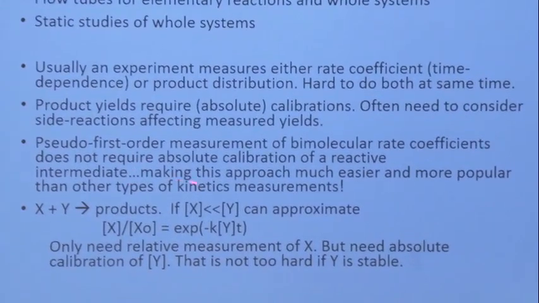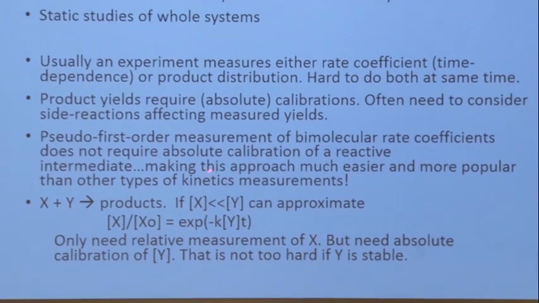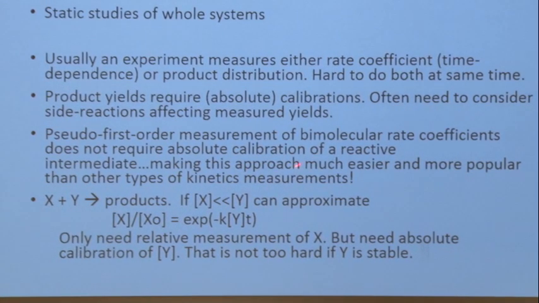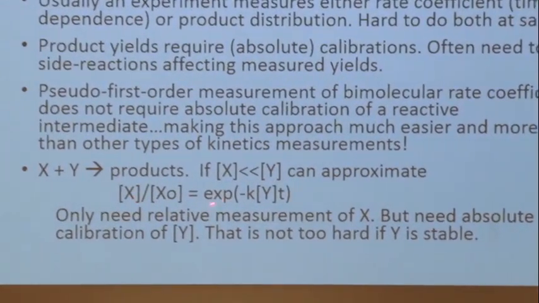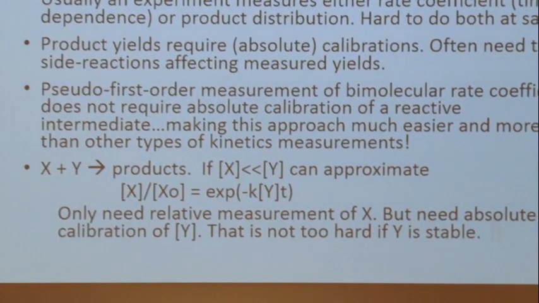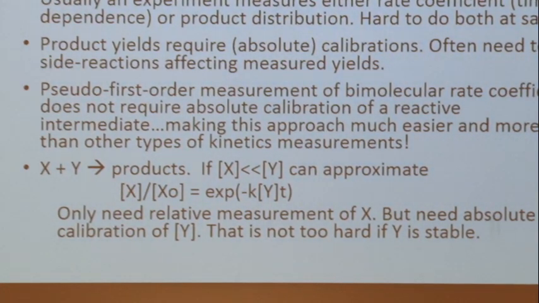The favorite method is what's called pseudo first order. This is the only method I know of that you don't need to know any absolute calibrations of the intermediate. So this is much, much more popular because of that, because you avoid the whole need for calibrations. And the way it works is if you have a reaction, x plus y goes to products, and if x is much, much less than y, then this is the solution of the differential equation for the decay of x.